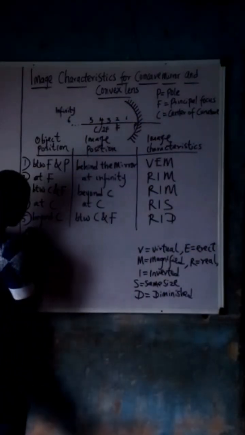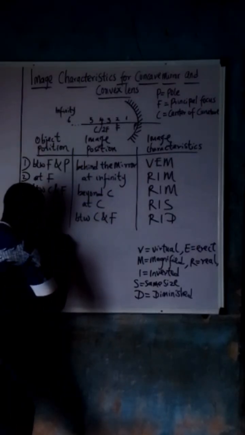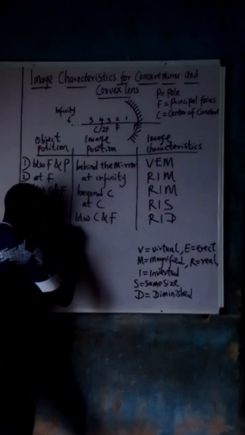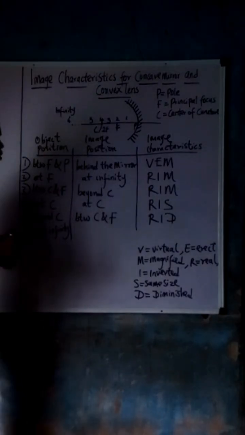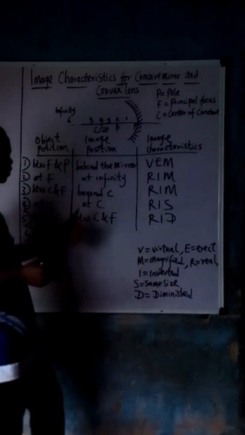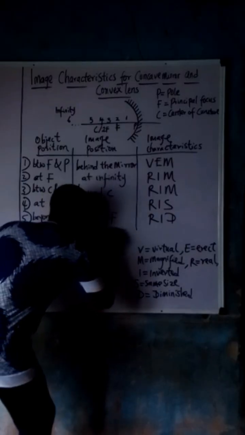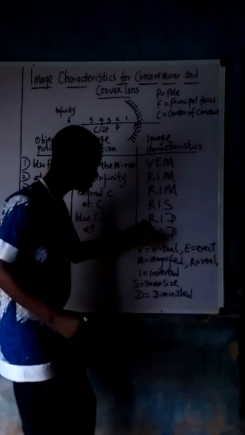And lastly, for position 6, at infinity. What if the object was placed at infinity? Guys, where will the image be? It's very easy to get. Remember we had this. When the object is placed at infinity, the image formed will be at position F, the principal focus. And guess what? The image characteristic should be RVID. So it will become very much smaller than in this case.